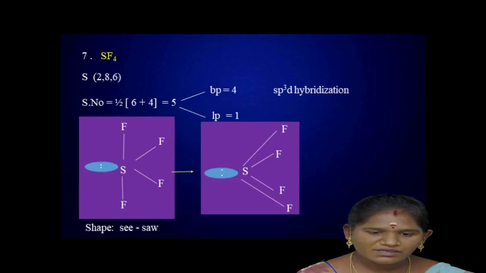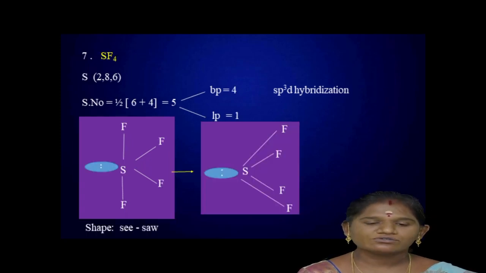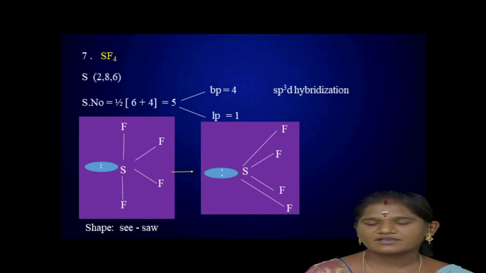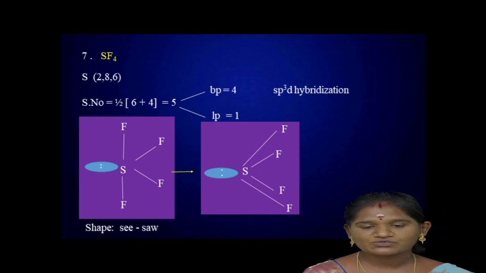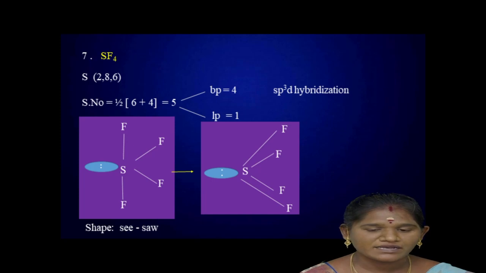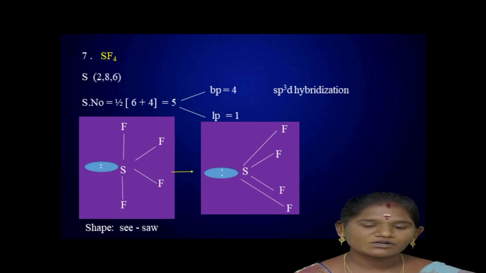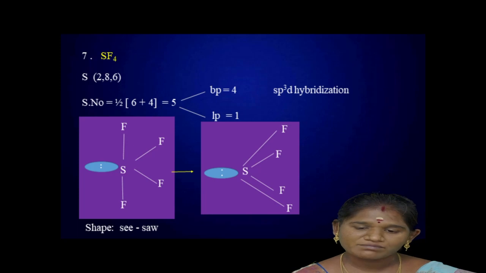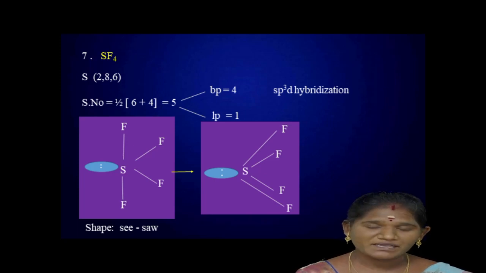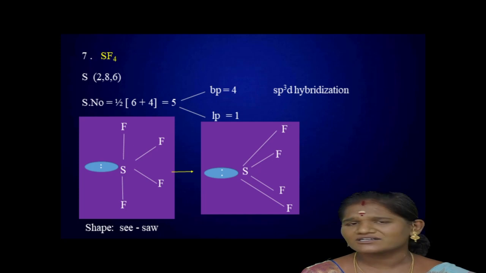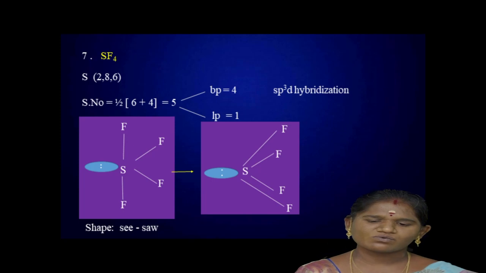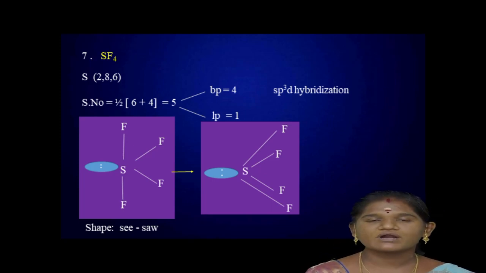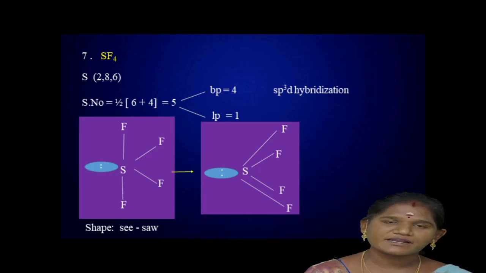Okay. So the next molecule is SF4. The central atom is sulfur, the electronic configuration is 2, 8, 6. The steric number is equal to half into 6, that is the valence electrons of sulfur, plus 4 fluorine atoms, so 4. That is equal to 5, the steric number is equal to 5, which means the hybridization will be sp3d. So we can expect the geometry of this molecule to be trigonal bipyramidal. But here there is 1 lone pair of electrons, which is present on the sulfur atom.